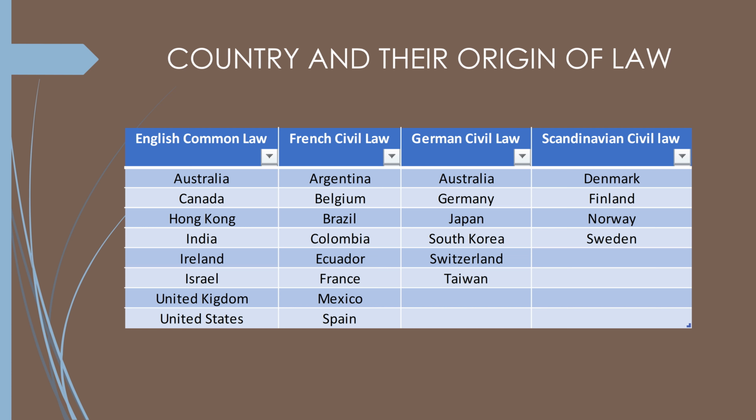Country and the origin of law. The English common law, which is mainly practiced by Australia, Canada, Hong Kong, India, Ireland, Israel, the United Kingdom, and the United States. The French civil law, which is practiced or has influenced Argentina, Belgium, Brazil, Colombia, Ecuador, France, Mexico, Spain. West German civil law is mainly found in Austria, Germany, Japan, South Korea, Switzerland, and Taiwan. Scandinavian civil law, which is practiced by Denmark, Finland, Norway, and Sweden.